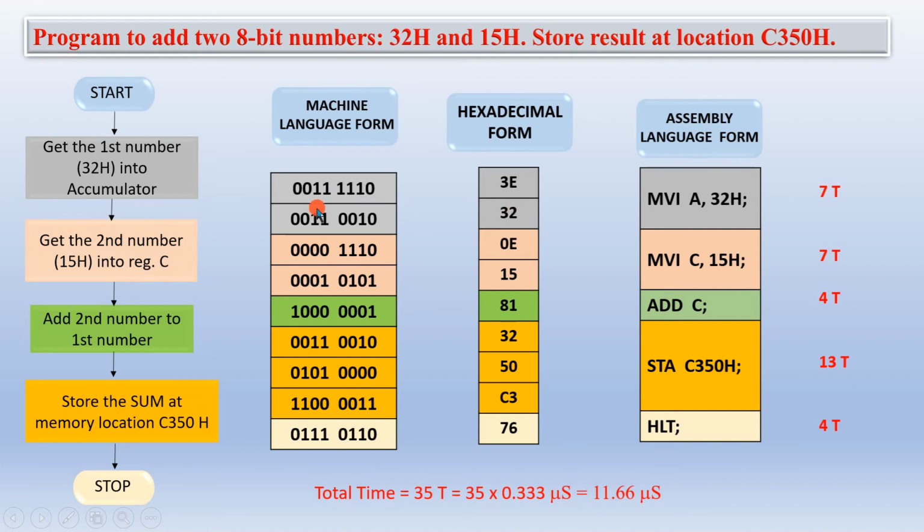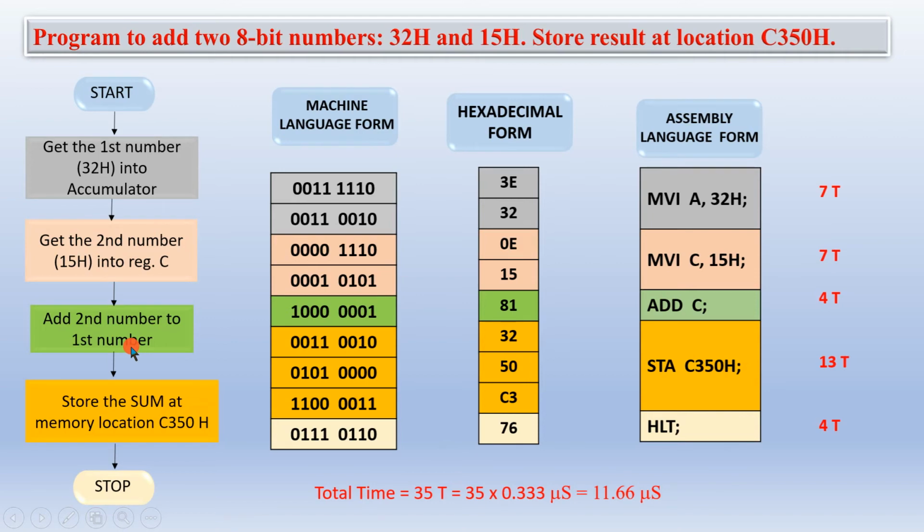See, this is the instruction in binary, this is in hexadecimal, and this is in assembly code. So move immediate accumulator 32, first instruction. Then get the second number 15 into register C. C register मध्ये दुसरा नंबर आणायचा. त्यासाठी instruction काय? MVI C 15H, and this is the hexadecimal instruction and this is the binary instruction.